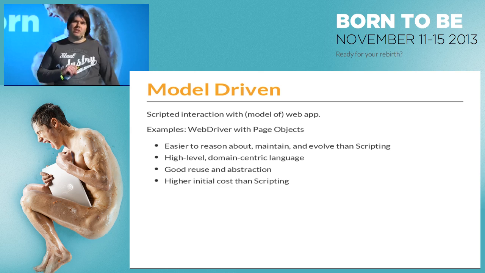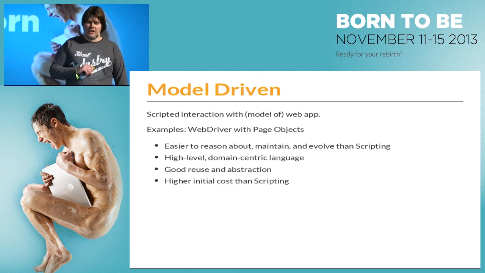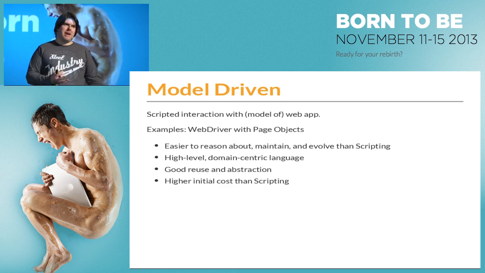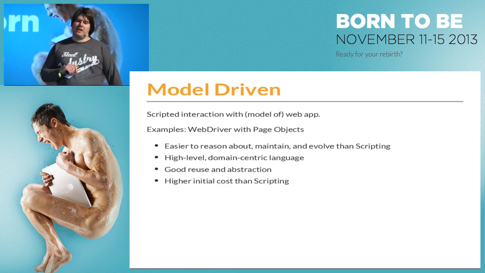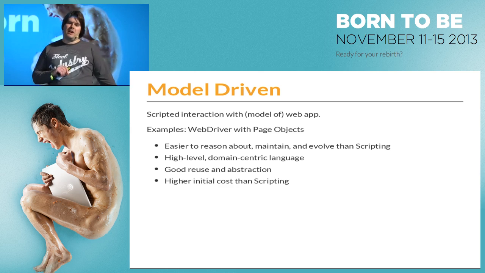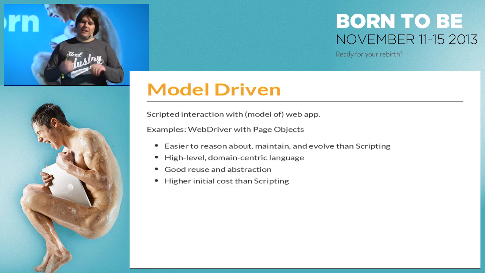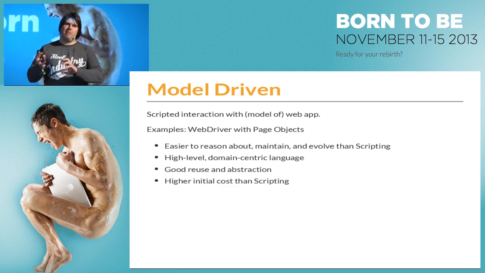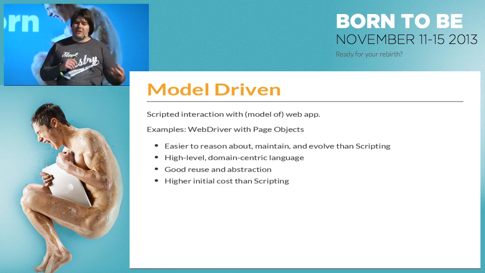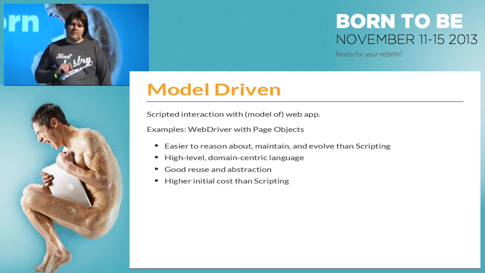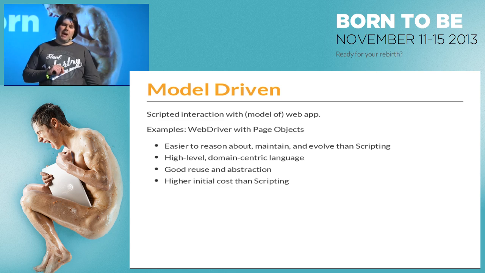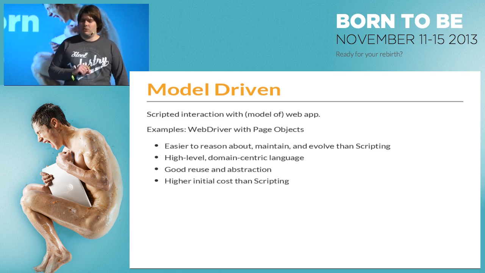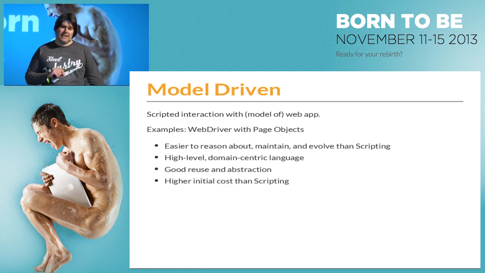Yet another approach is what I call the model-driven approach. Again, you have a programmatic API, you script the interaction, but not so much with your browser, but more with the model of your web app. So you write a little model, some code that models your web app, and then you program your tests against that model. An example for that would be WebDriver with page objects. And Luke will talk more about page objects later.